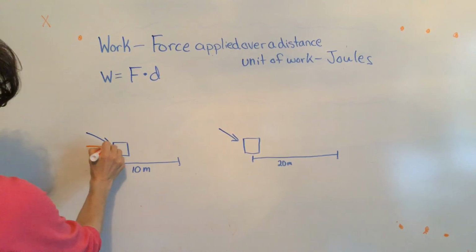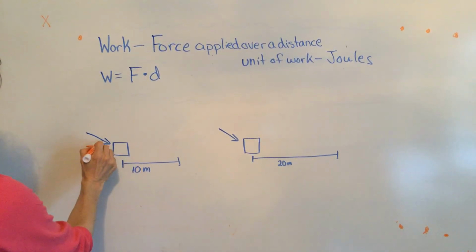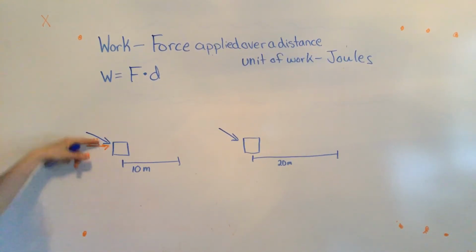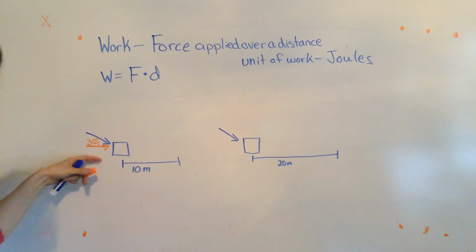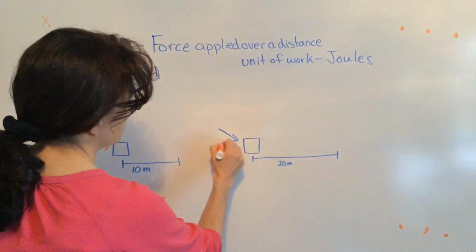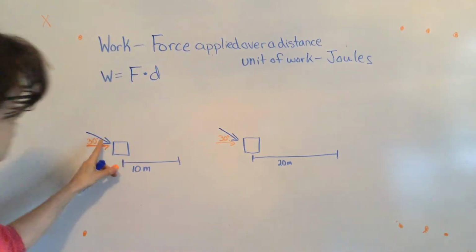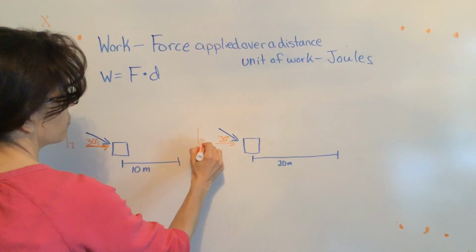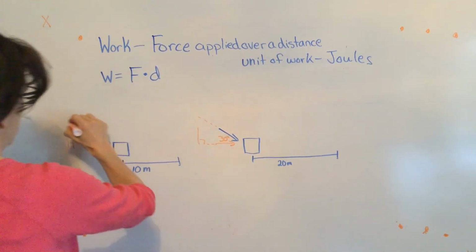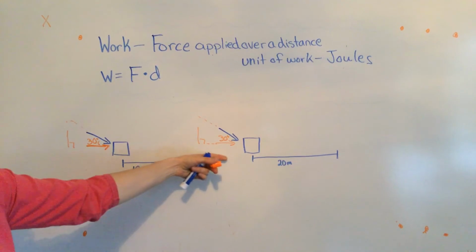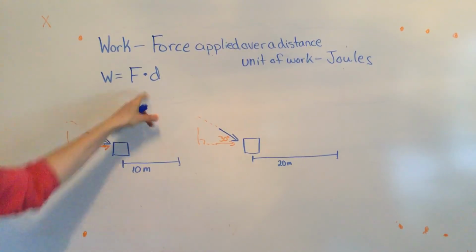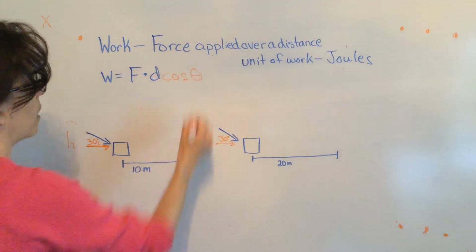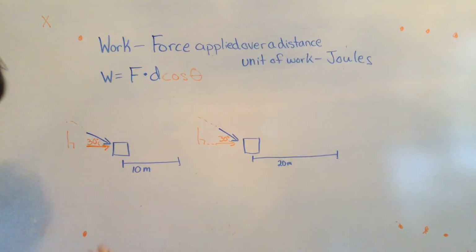So let's draw our parallel component. It's making an angle with the direction of the motion of 30 degrees, for both cases. Right here we can extend that out and say that that was a triangle. So that would be our cosine component. And so work is equal to force times the distance, in this case, times the cosine of theta. Again, very simple.